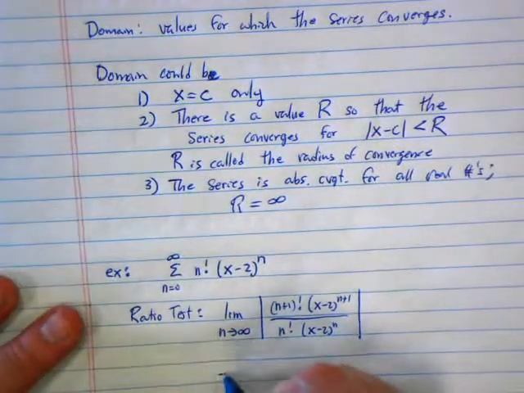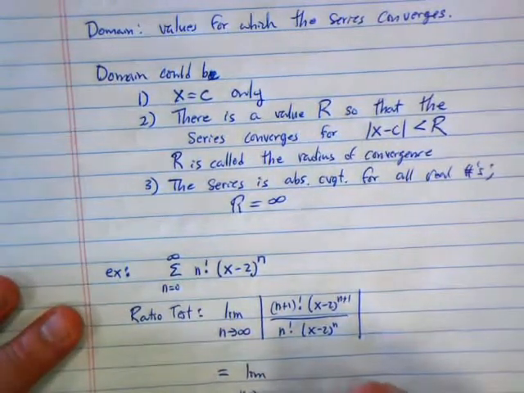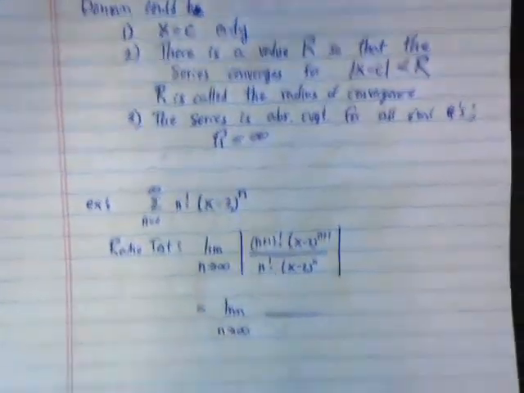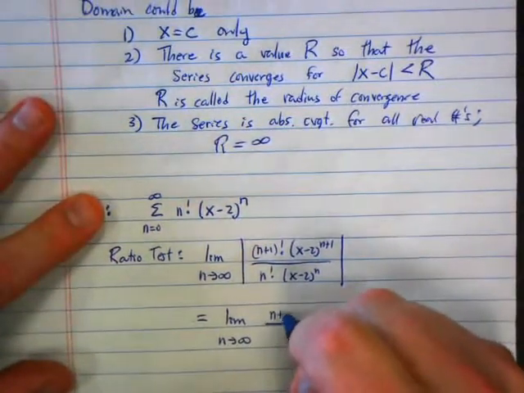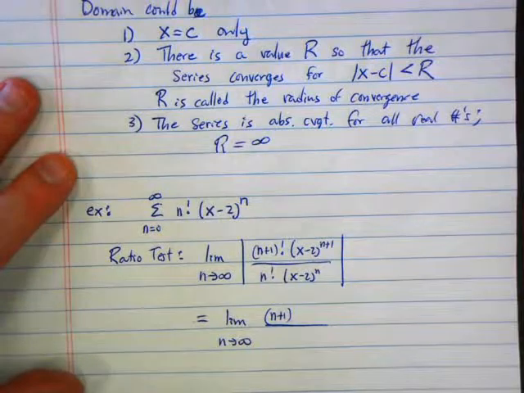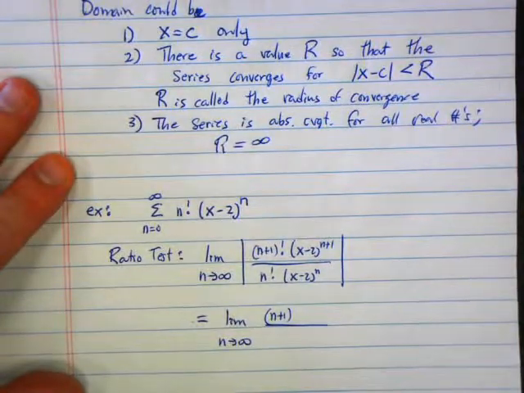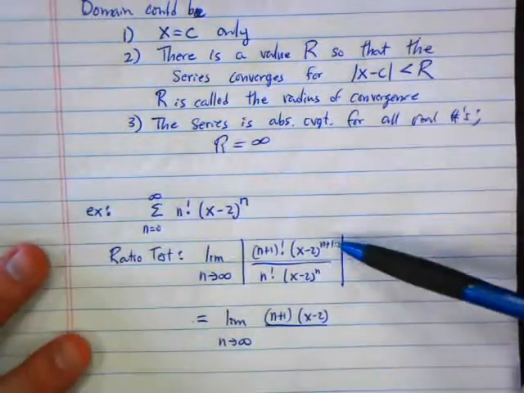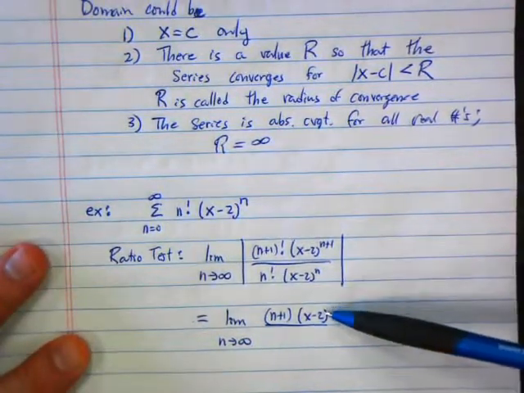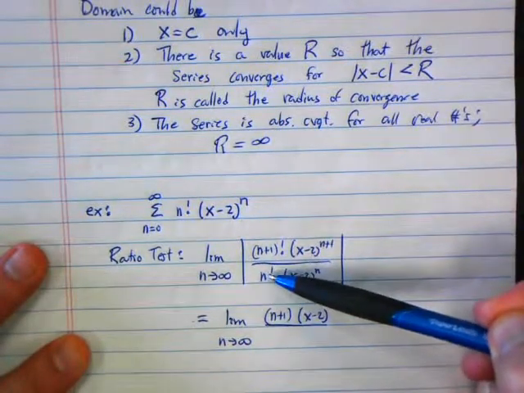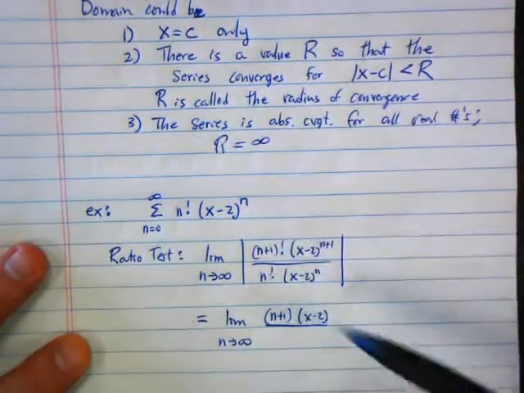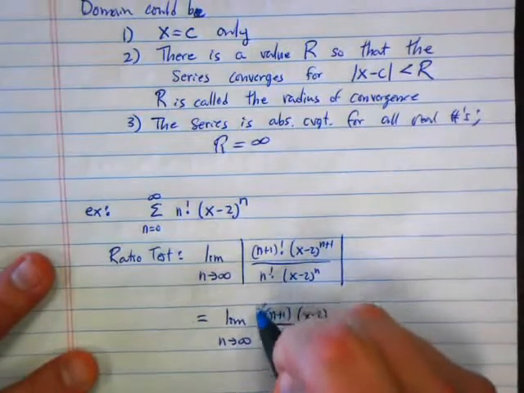All right, well, we do a little algebra here, a little simplifying. Limit as n goes to infinity. How can you simplify this? n plus 1 on the top. x minus 2 also on the top. I subtract my powers, n plus 1 minus n, that's the power 1. And here, n factorial goes 1 times 2 times 3 up to n, where n plus 1 factorial goes 1 times 2 times 3 up to n, and then an n plus 1. So everything cancels out but the n plus 1. I guess the only thing left on bottom is a 1.